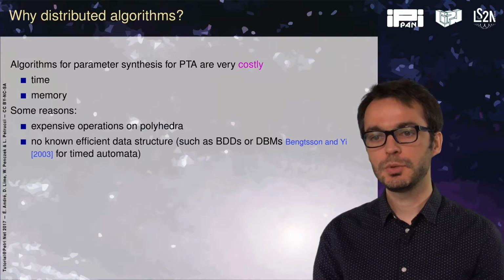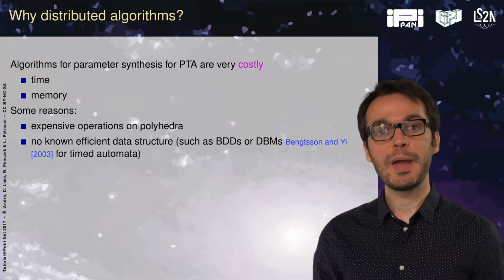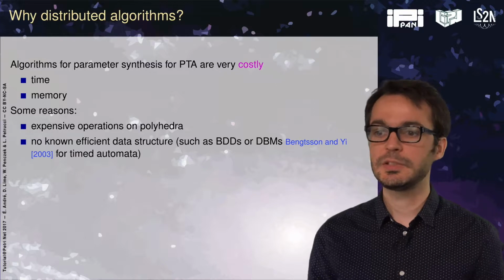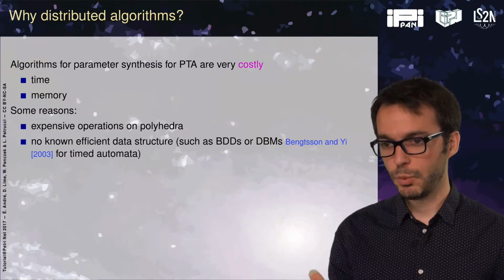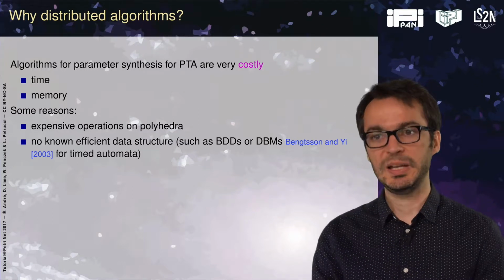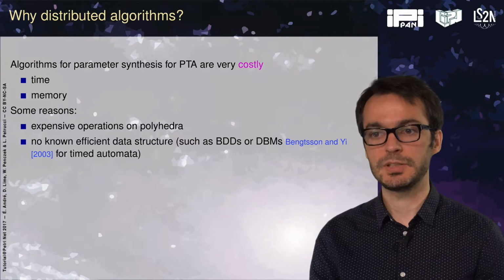Why? Because we do very expensive operations on polyhedra. And there is no known efficient data structure for parametric timed automata. This is in contrast with on-the-fly systems, where we can massively use BDDs, or in contrast to timed automata, where we can massively use DBMs, which are very efficient in both cases.